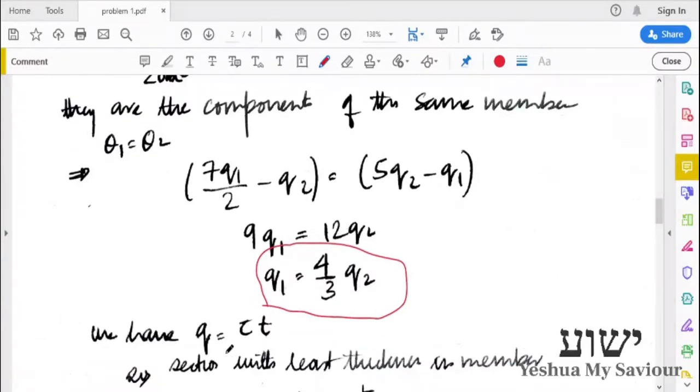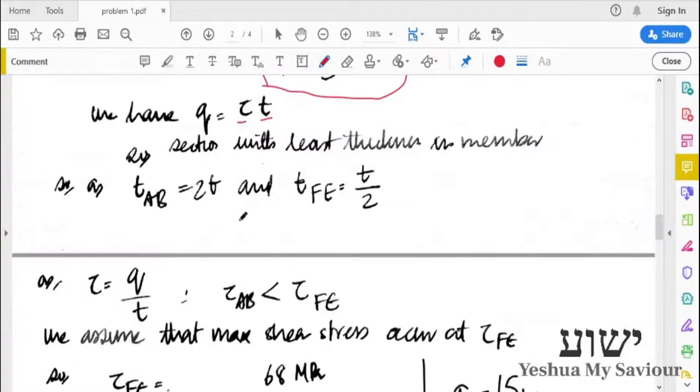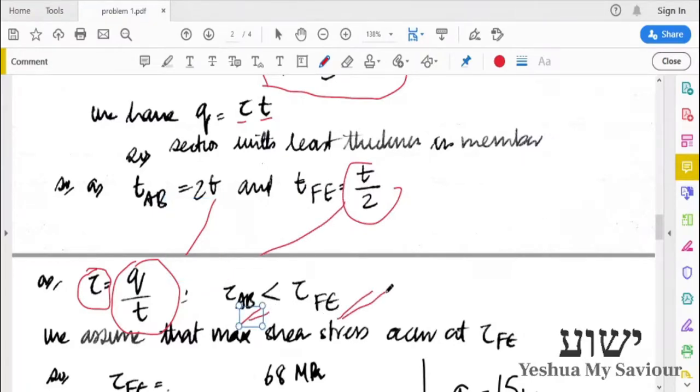Obviously we know that the shear flow is equal to tau into t, where tau is the shear stress and t is the thickness. So we are given the maximum shear stress. We want to know where the maximum shear stress occurs, and then we can solve this problem. We know that t_AB is equal to 2t and t_FE is t by 2. That is a given thing. If we write tau in terms of the shear flow, tau is equal to q by t. If we substitute 2t into this equation and t by 2 into this equation, we see that tau AB is less than tau FE. So tau FE should have the maximum shear stress. We assume that tau FE has the maximum shear stress and proceed, and we'll check this.